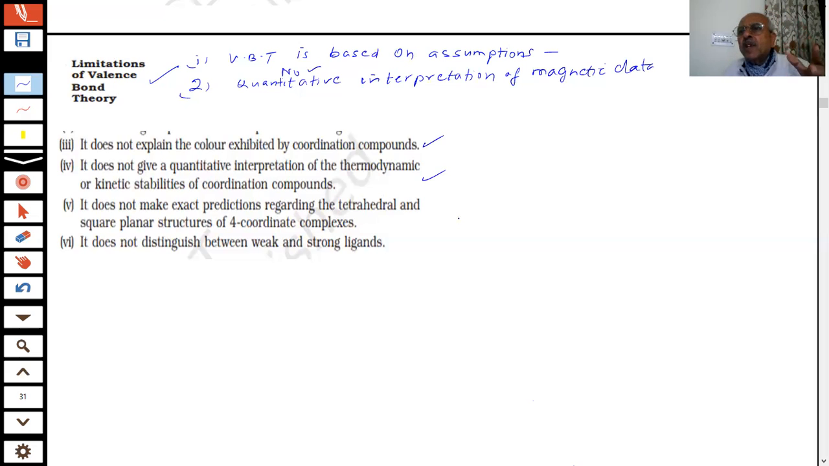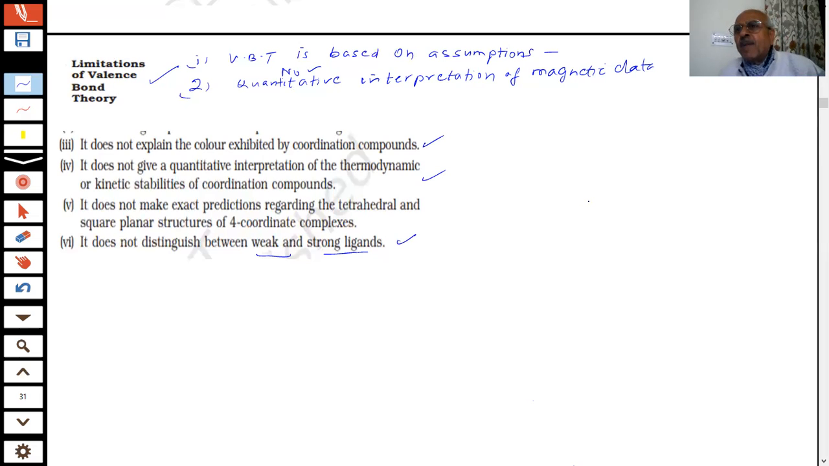When the coordination number is 4, sometimes we are saying the hybridization is sp3 tetrahedral, sometimes we are saying square planar, but it is not very clear on what basis. It is not distinguishing between weak and strong ligands. You told me last time that ammonia and water have been placed in the list of strong and weak. Yes, sir.